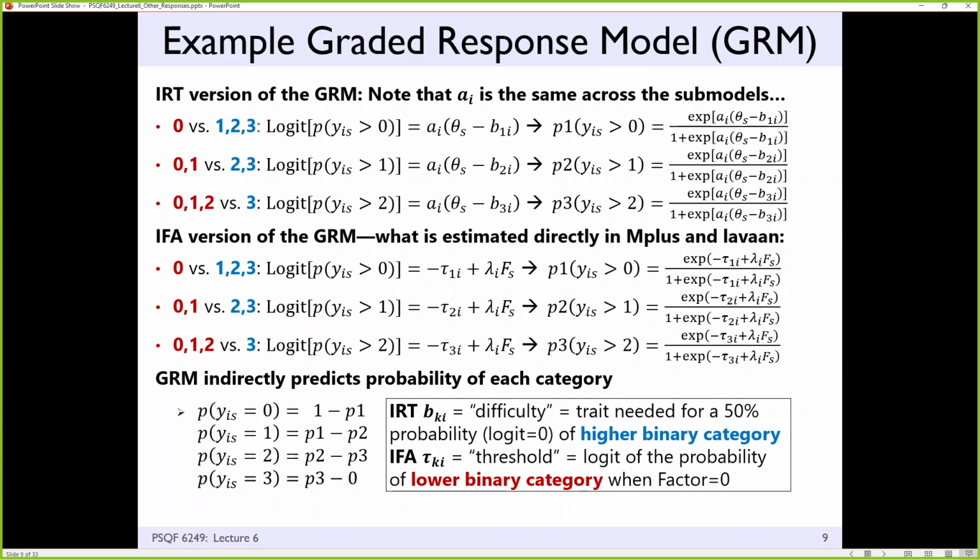Another answer: amount of the trait needed for a 50% probability of the higher category. Why, yes, that is correct. Amazing. That's almost exactly what I would have said.